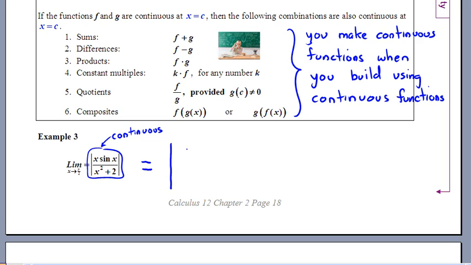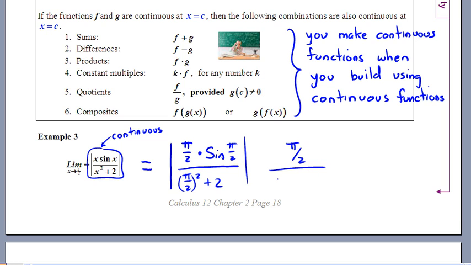We'll do the absolute value. Now we'll substitute in pi over 2 for x. You've got to know your special angles. Pi over 2 is the same thing as 90 degrees. Pi over 2 squared add 2. Well, sine of 90 degrees is just a 1. So we're going to end up with pi over 2 on top, divided by, not much more I can do with the bottom except maybe call it pi squared on top of 4, add 2. I can leave it like that.